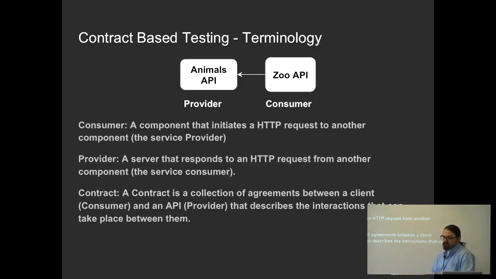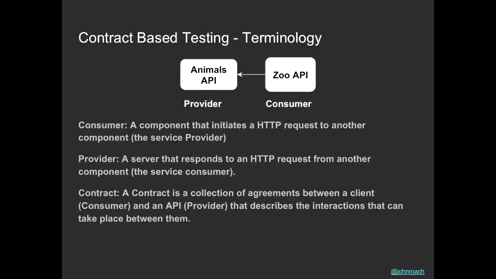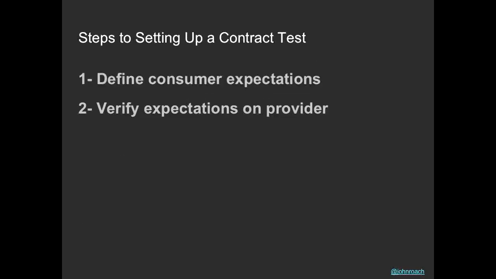And then you have a contract, which I'm going to talk about a little more. The contract is a collection of agreements between a client, the consumer, and the API, the provider, that describes the interactions that take place between them. So let's think about how we can set up a contract-based test. Now we know some terminologies, and basically what the boundaries of this test are going to be, and what we require for that. So we have 2 points.